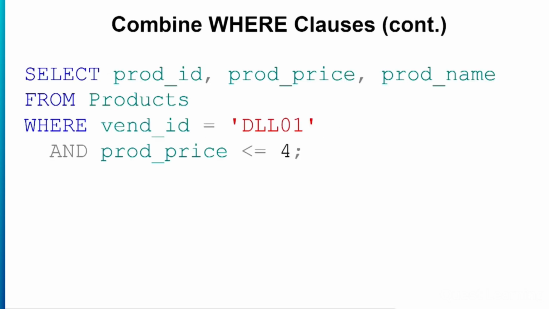Now let's look at a couple of examples of what that means. In this first example, we're looking for product ID, product price, and product name from products, where a vendor ID is specified as a string, DLL01 is a string in quotes, and the product price is less than or equal to 4. So if vendor DLL01 has a product that costs more than $4, it's not going to get included. And if another vendor creates a product that costs less than $4, it also won't be included, because both of those conditions must be met, must be true, in order to return the row.